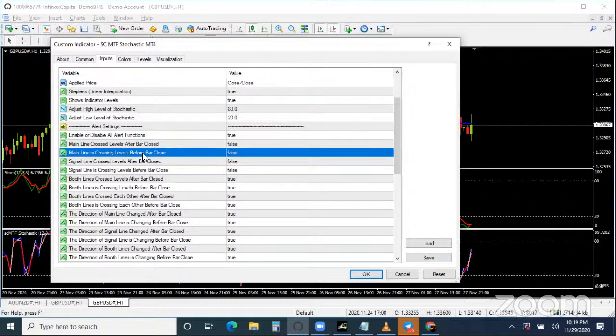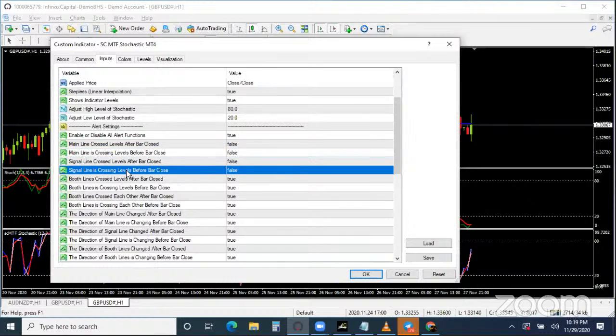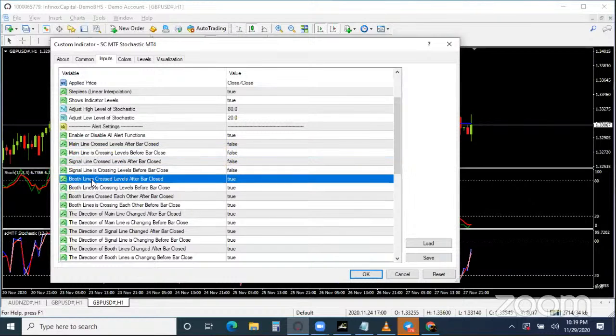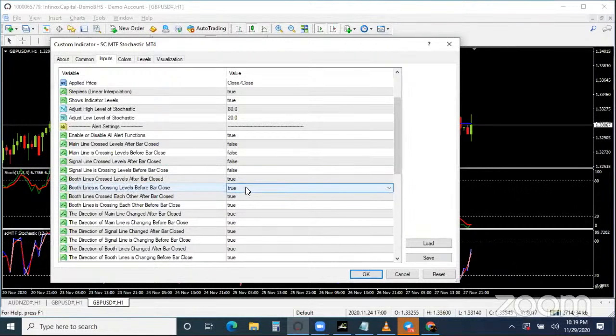Yes, else you'll be getting over 4 or 5 signals, and they'll all be false signals. So for now, we'll be using signal line, both lines crossed levels after the bar is closed. Yes, don't give me before the bar close. I don't want before the bar. Let it be after bar close.